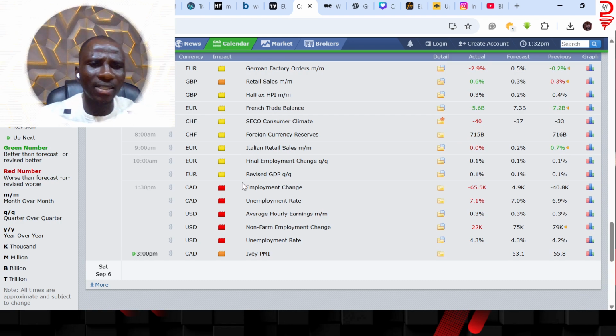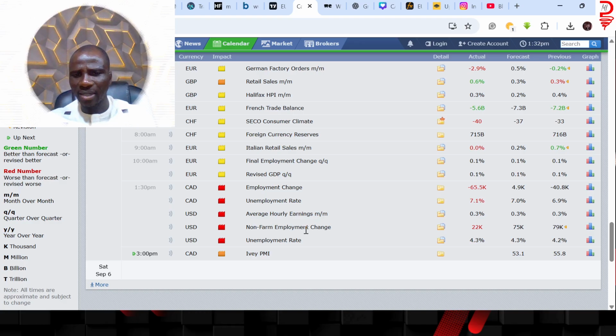Today is Friday, September 5th, 2025, and the data was released around 1:30 p.m. this afternoon. I want you to pay close attention to this discussion. You will notice that for USD, you have average hourly earnings month on month. That is not our focus for this discussion. Our focus, among other data that were released at this particular time, is the non-farm employment change.